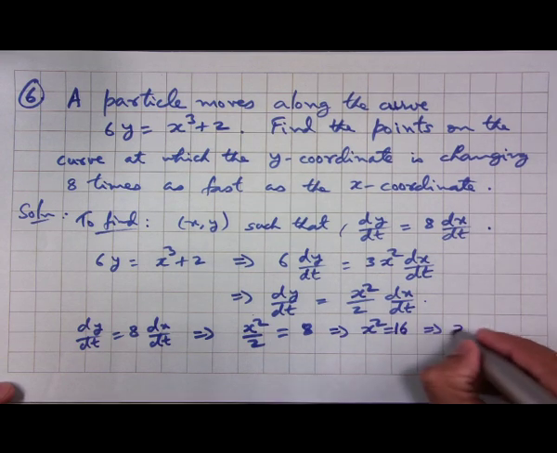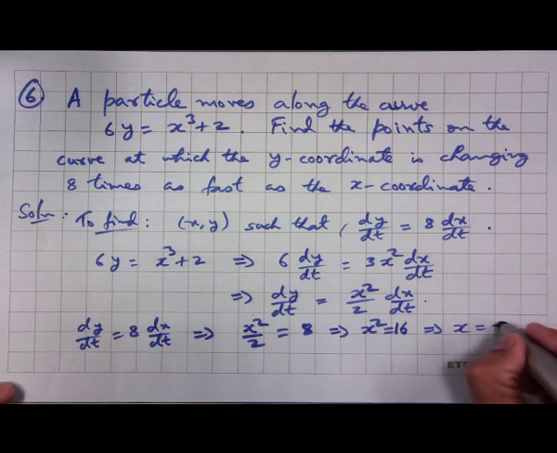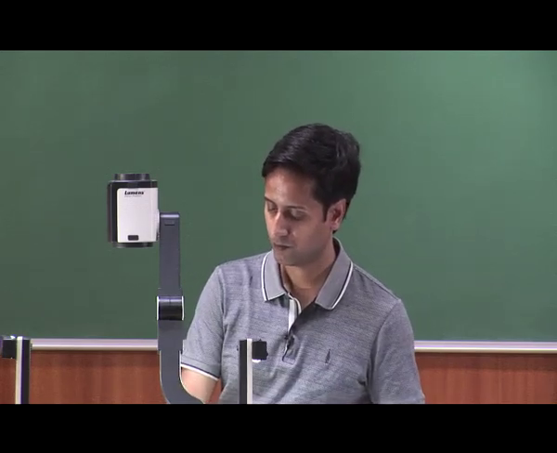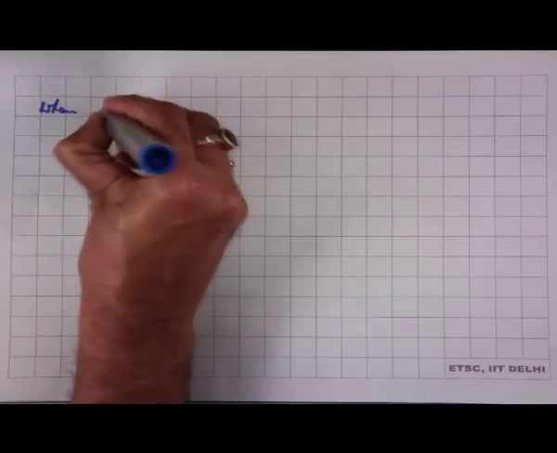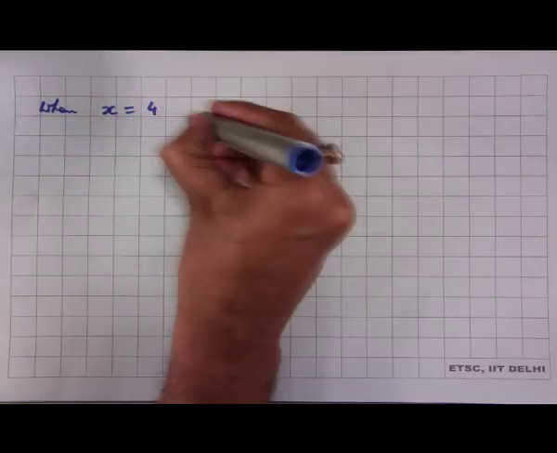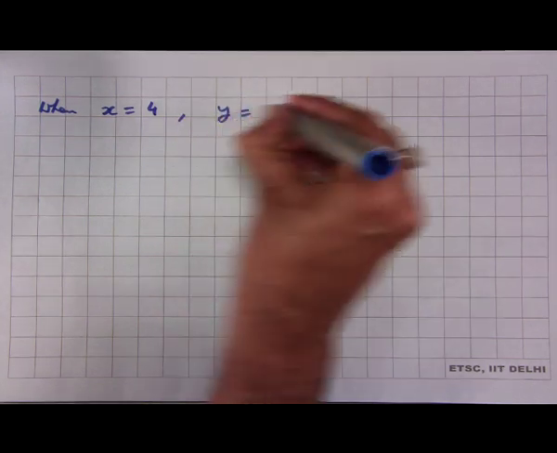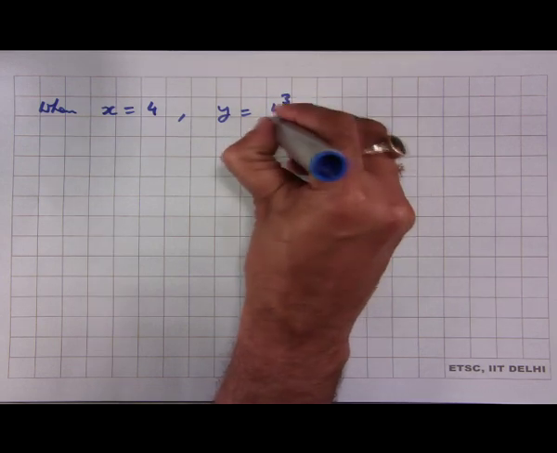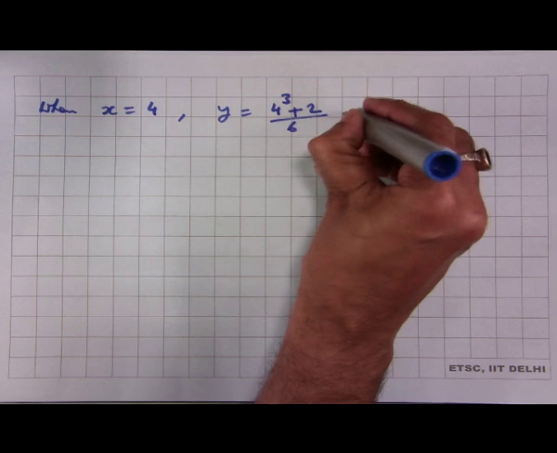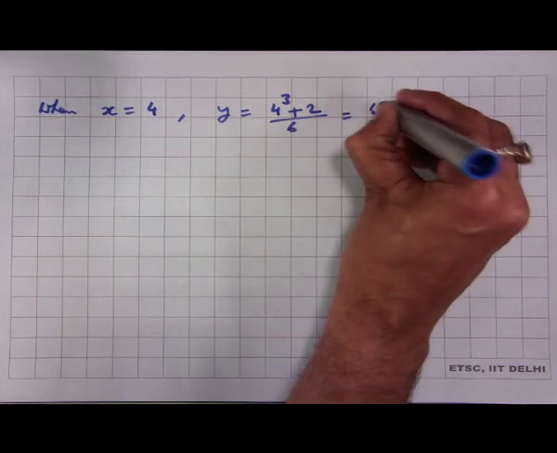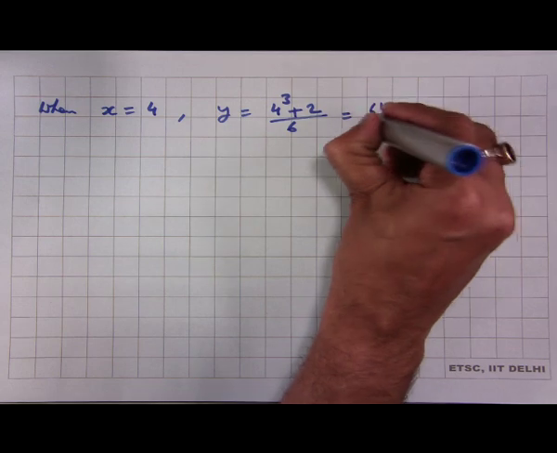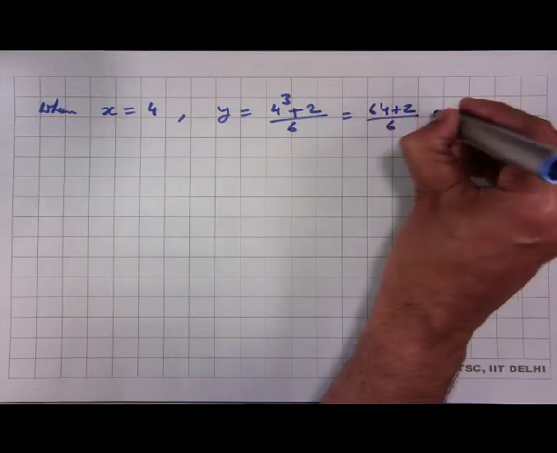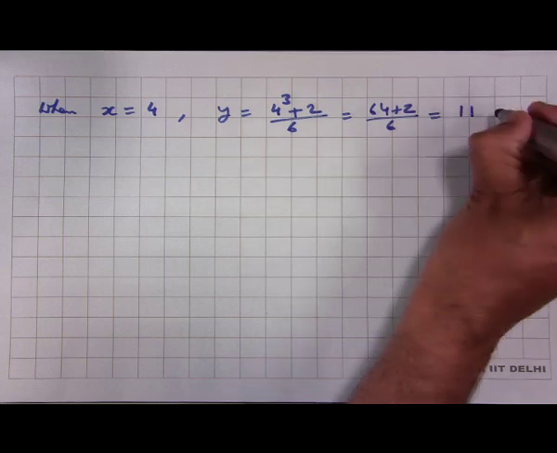So, x has to be plus or minus 4. Now, we need to find the y coordinate also. So, when x is equal to 4, y is equal to (x cubed plus 2) divided by 6, which is (4 cubed plus 2) divided by 6, which is (64 plus 2) divided by 6, 66 by 6, that means 11.